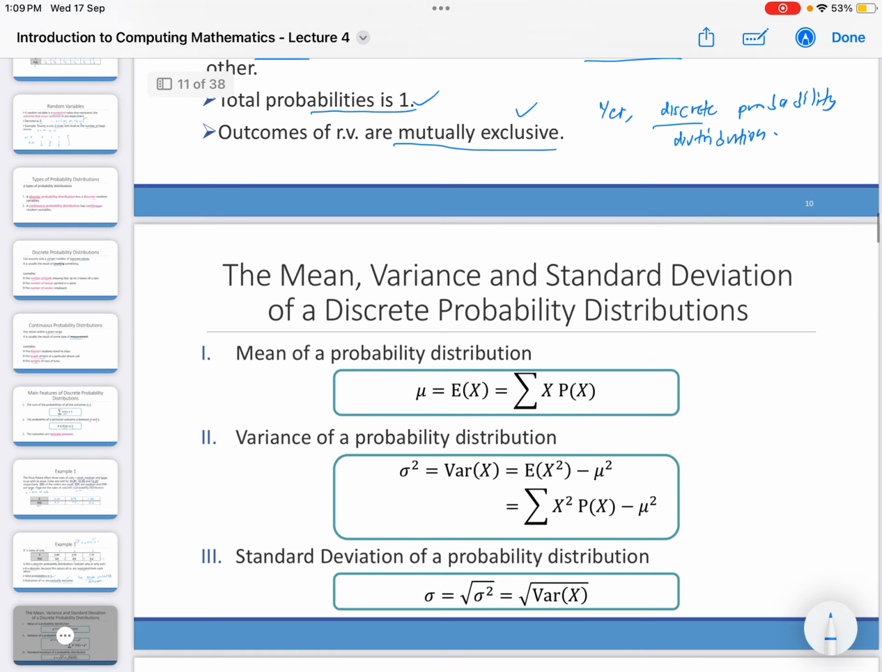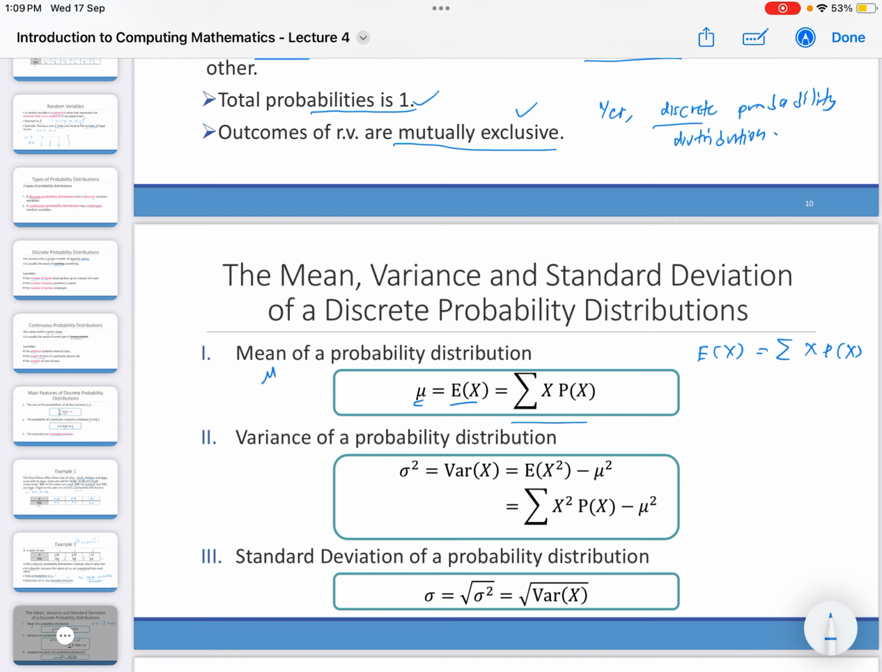Okay, next we want to learn about the mean, variance and standard deviation of a discrete probability distribution. Okay, the mean of a probability distribution. For this one we use the symbol mu, the mean, also equal to the expected value of x, E of x, which is equal to the sum of x times P of x. So this is the formula for E of x. Each x must be multiplied by the probability P of x, and then we get the sum of all of this. So this is the formula for the mean.